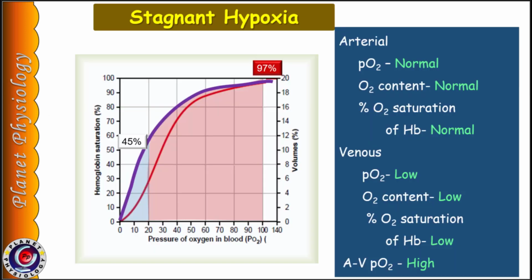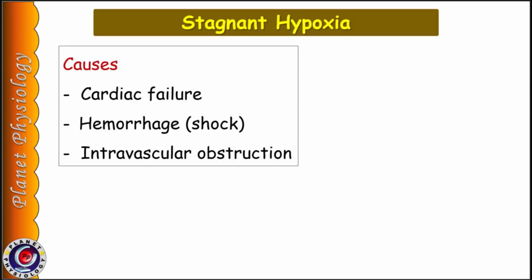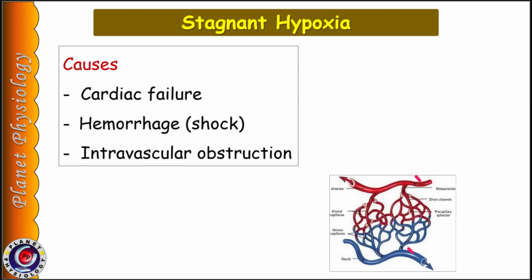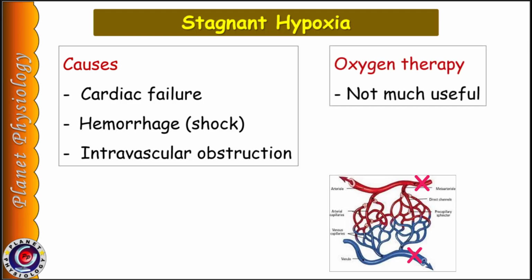As you can note in this diagram, all the arterial values are normal, but venous values are lower than normal. Hence, arteriovenous difference of oxygen is high, as indicated by widened red area. Stagnant hypoxia occurs in conditions like cardiac failure, where heart is unable to pump the blood, leading to circulatory failure, or in case of circulatory shock. It can also occur in intravascular obstruction. Oxygen therapy is not useful in stagnant hypoxia, as there is no issue related to arterial oxygen content.